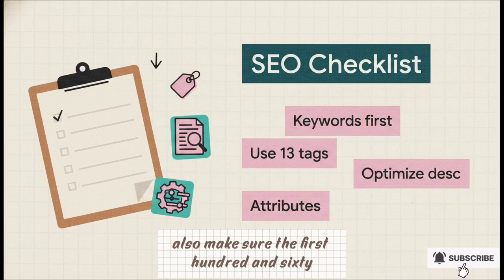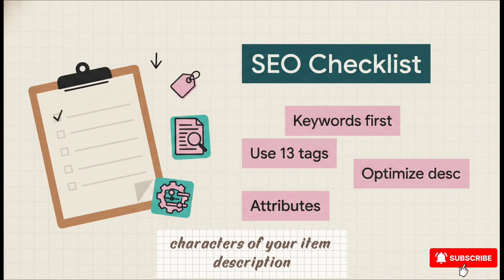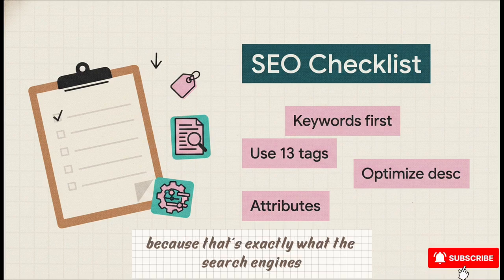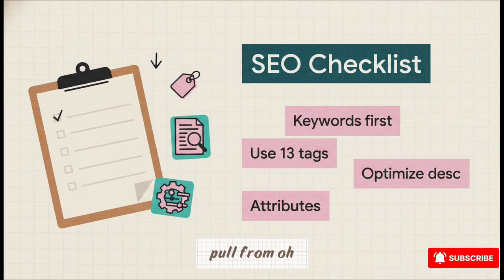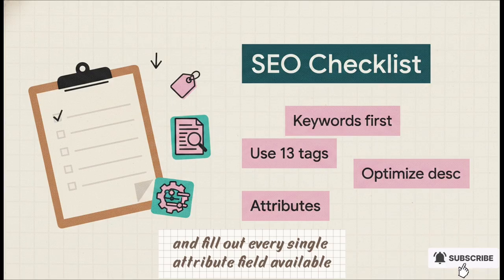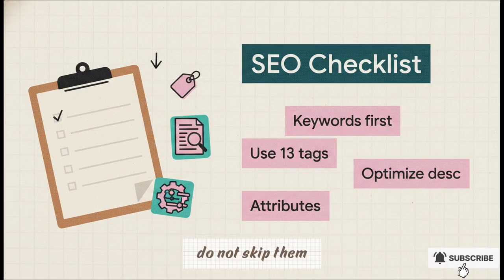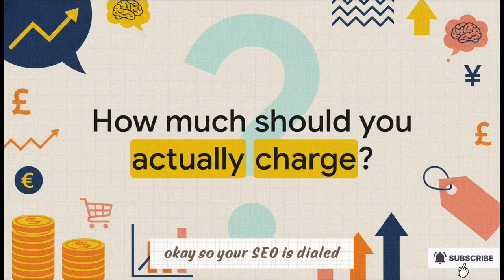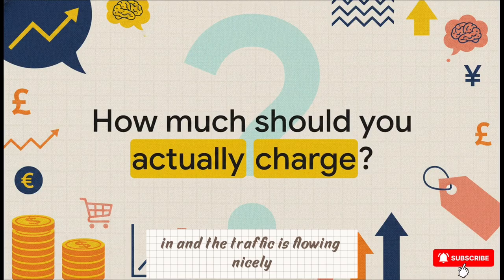Also, make sure the first 160 characters of your item description are super keyword rich, because that's exactly what the search engines pull from. Oh, and fill out every single attribute field available when you're setting up the listing. Do not skip them. Okay, so your SEO is dialed in and the traffic is flowing nicely.